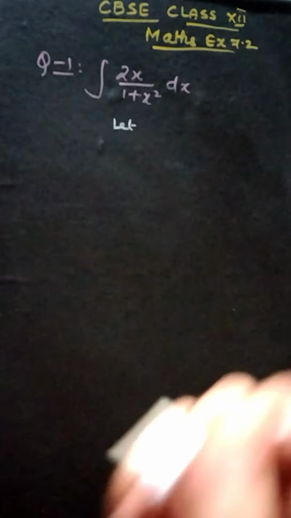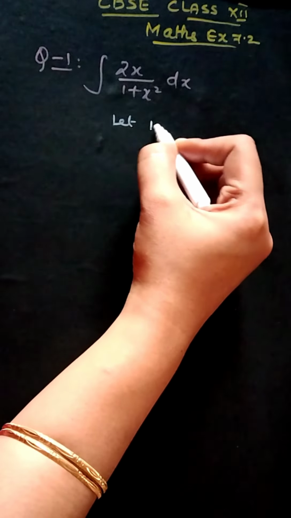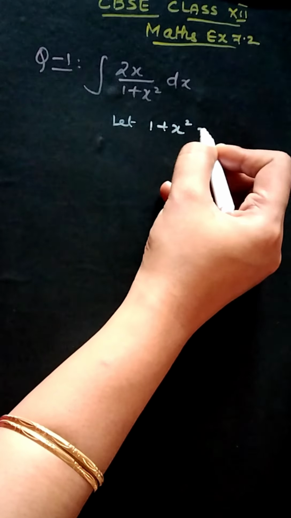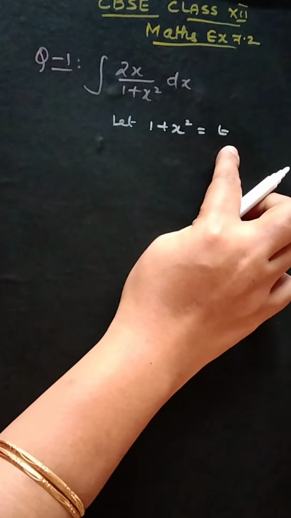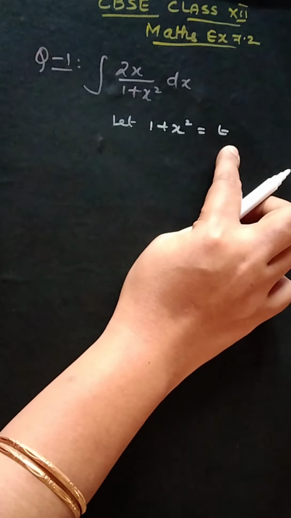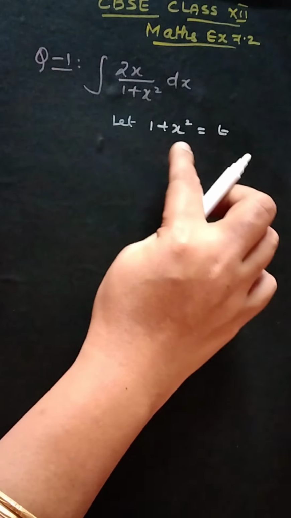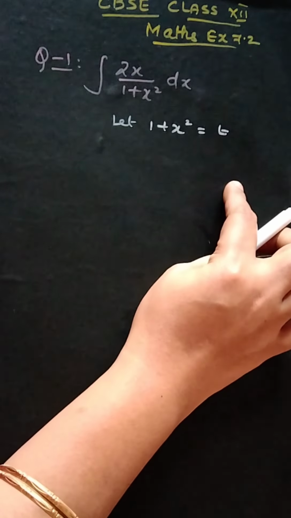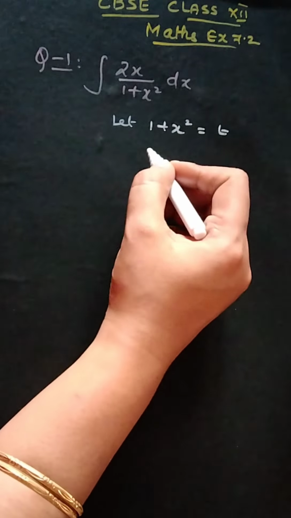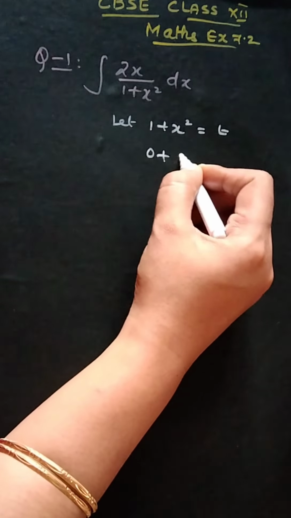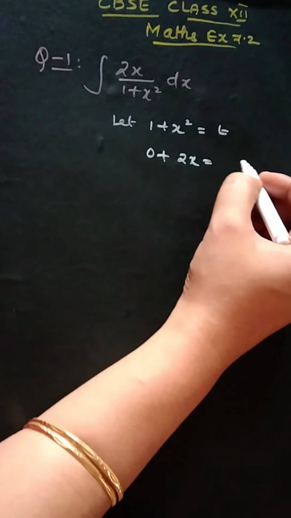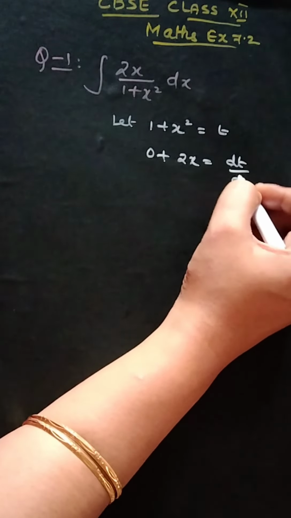Take the denominator and assume it as a variable. Here we are using t. Instead of t, you can use any other letters as the variable. Here it is not a constant. Differentiate with respect to x on both sides. Constant will be 0 and x square will be 2x. t will be dt by dx.